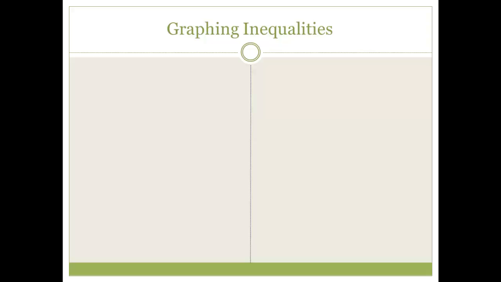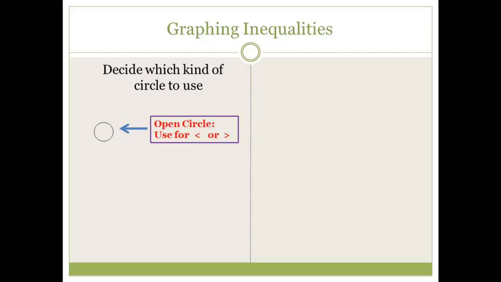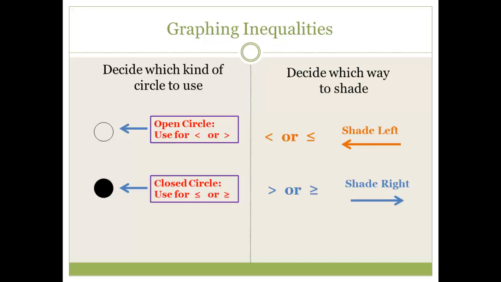When graphing inequalities, it's important to know which kind of circle to use. We use an open circle for less than or greater than signs. We use a closed circle for less than or equal to and for greater than or equal to. The arrow itself tells us which way to shade when graphing.